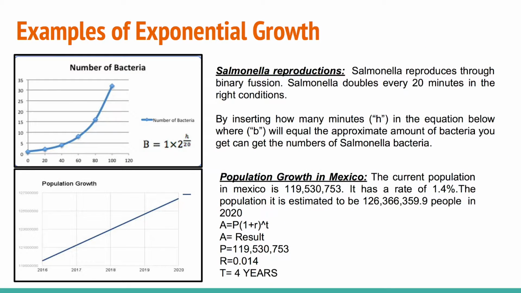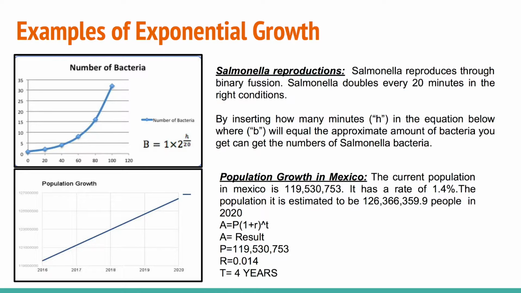Salmonella reproduces through binary fission. Salmonella doubles every 20 minutes in the right conditions. By inserting how many minutes in the equation below, where B will equal the approximated amount of bacteria you can get, you will get the number of Salmonella bacteria after a certain amount of time.